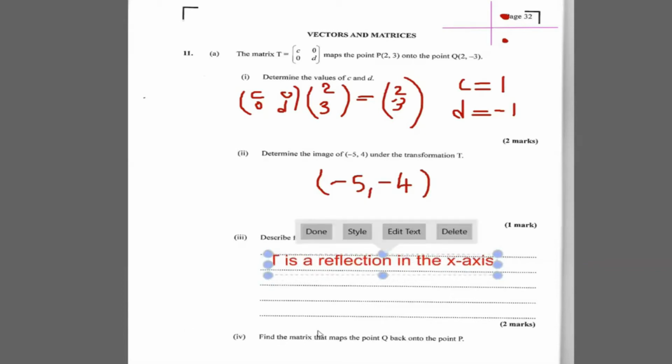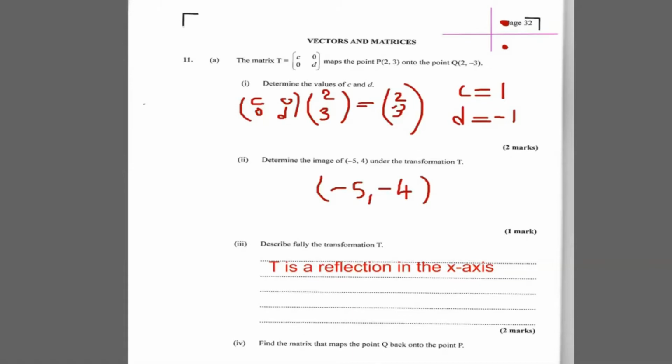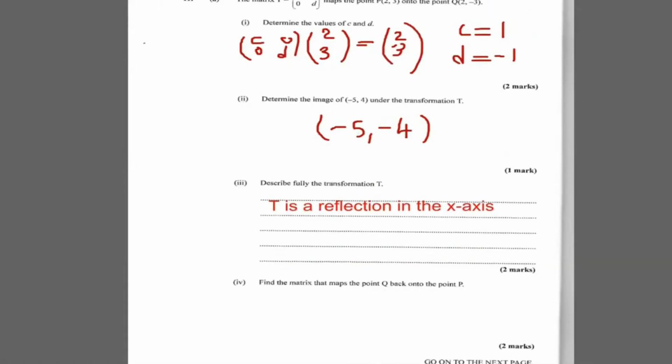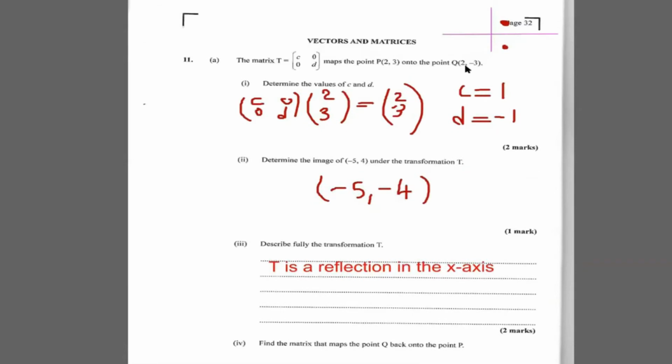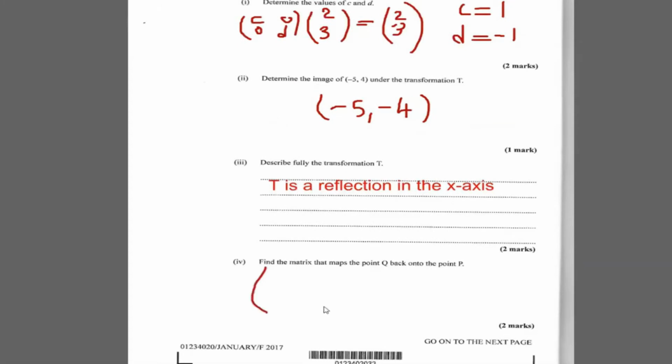Now it says find the matrix that maps Q back onto P. So we need a matrix that's going to map Q back onto P. So that means we have -2 and 3 here. We need a matrix such that when we multiply it, it maps back onto (2, 3).